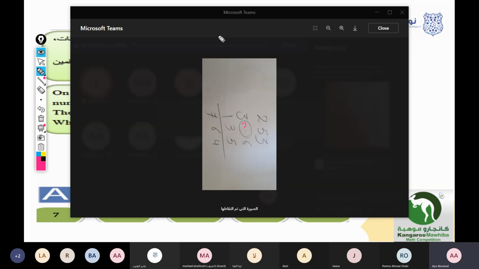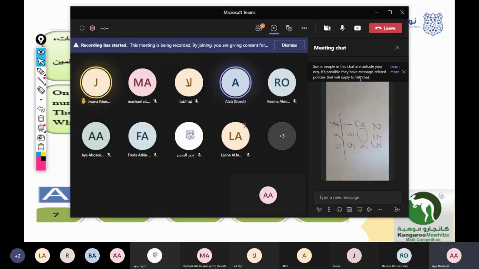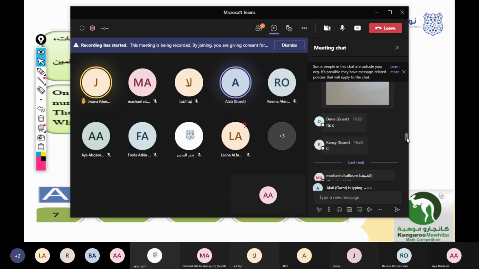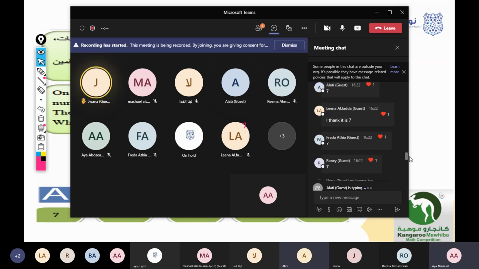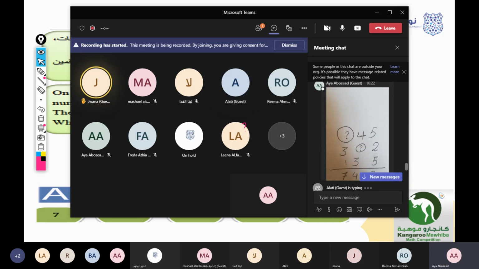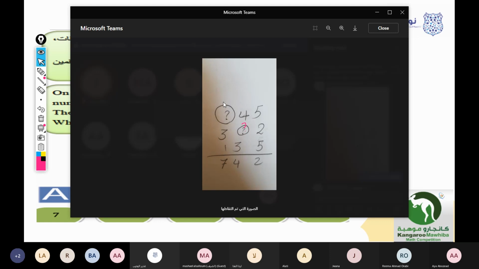Now I will open the other question. This question is 7. All of you, I think, solved it correctly. So now I need the other question with the two missing numbers. There are two missing, and I don't need the two. I need the sum of the two missing numbers. Till now, no one got the true answer, by the way. Mashal, Donna, Lena, Farida, all of you got it wrong. Try again.